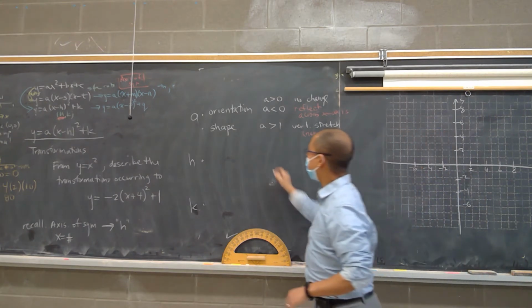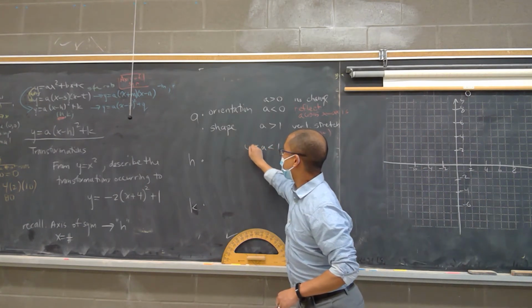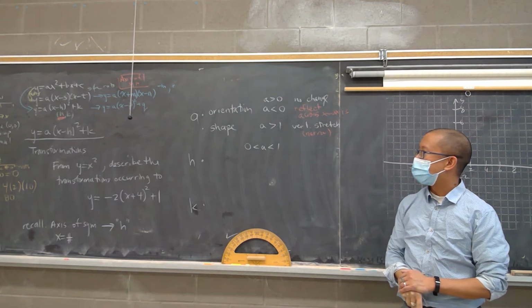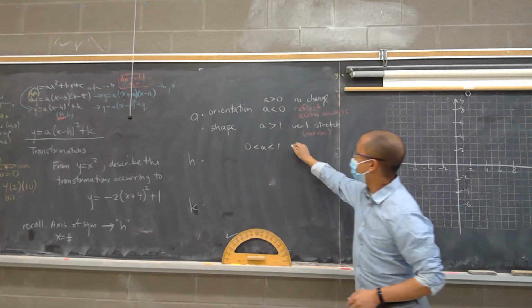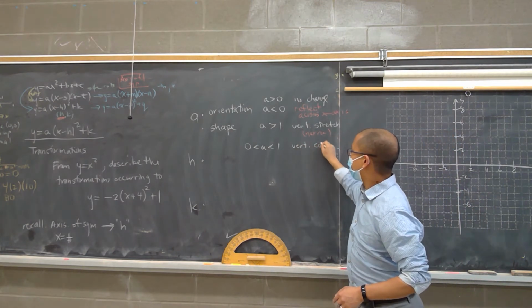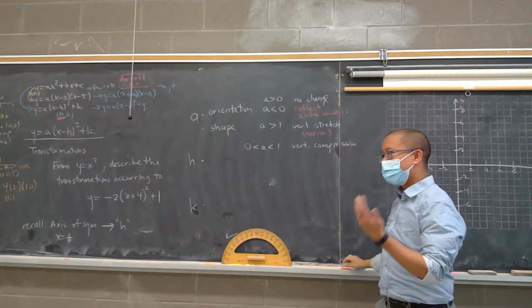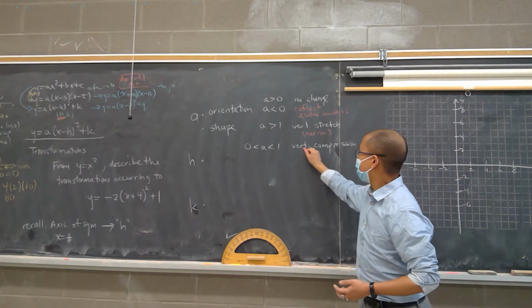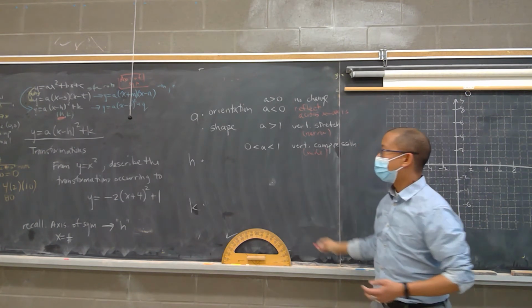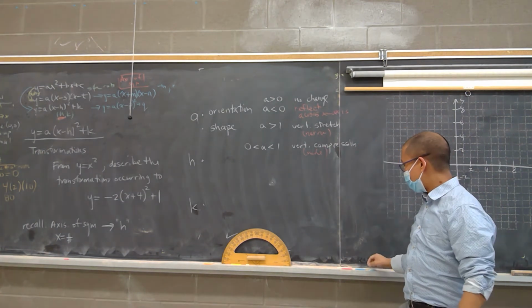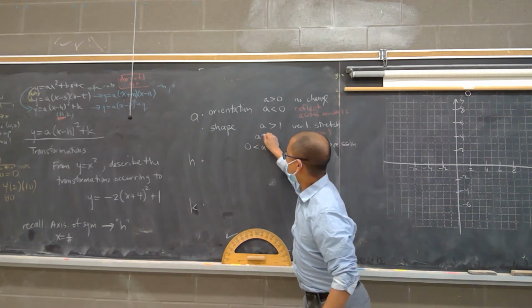How about when a is in between 1 and 0, like a fraction between 0 and 1? If it's between 0 and 1, you know this as a vertical compression. And it really means it gets wider. I don't like using the word fat. So some of you actually understand what happens if a does equal 1.